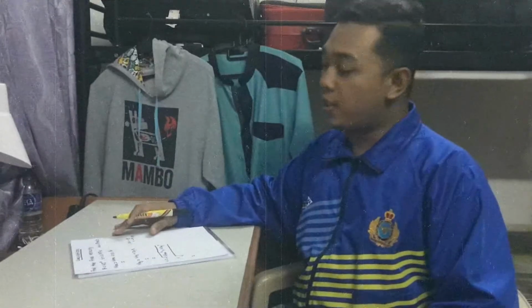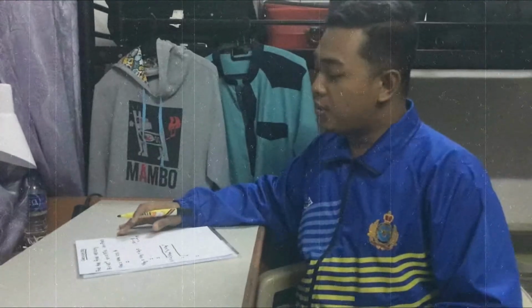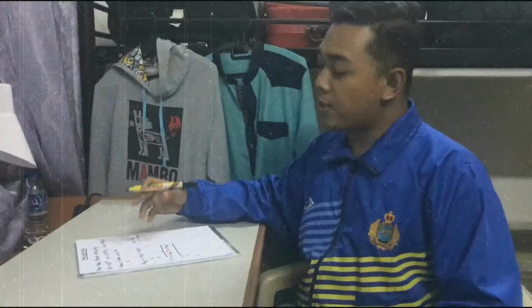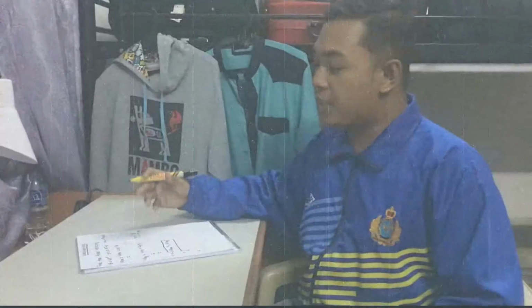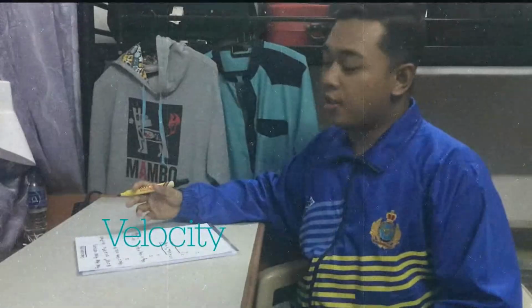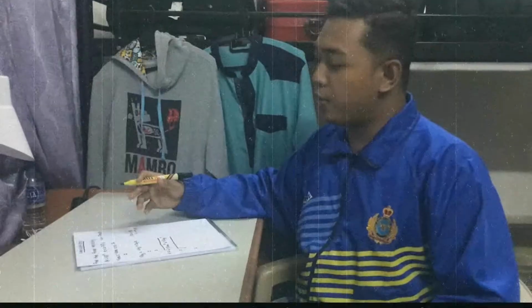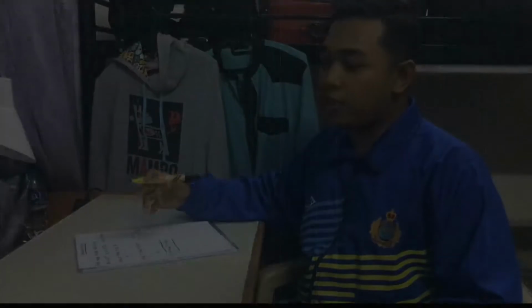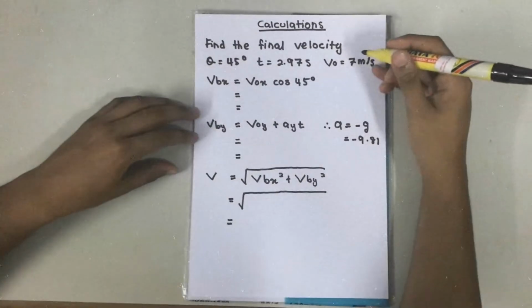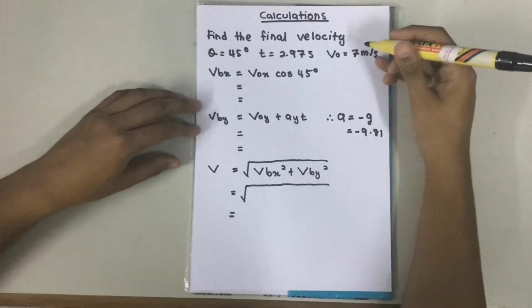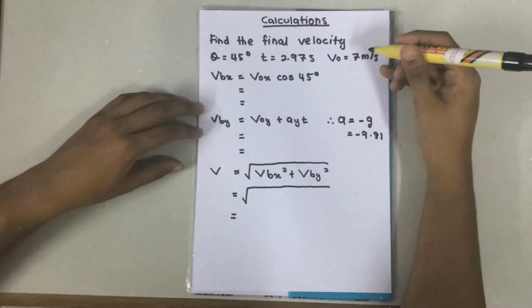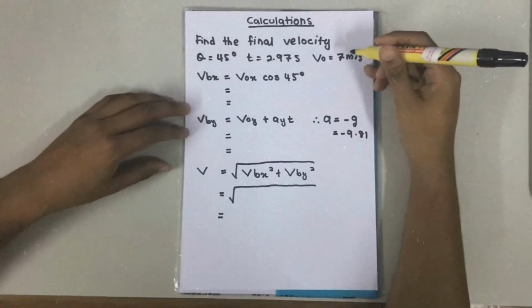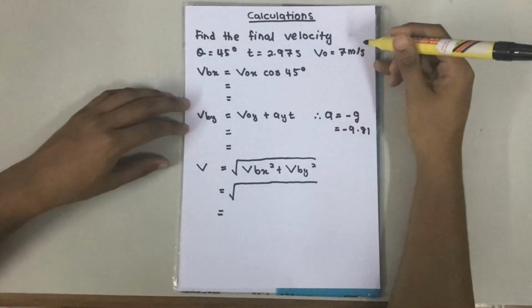Moving on to the calculation. By conducting the previous experiment, we obtained several pieces of information: the angle, the time taken, and the initial velocity. To solve this calculation, we need to find the final velocity, and there are several equations we need to apply. From the experiment, the angle is 45 degrees, the time taken is 2.97 seconds, and the initial velocity is 7 meters per second.